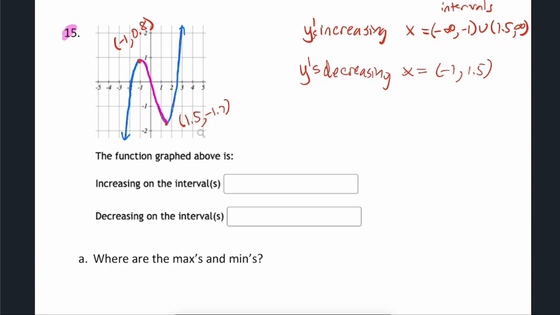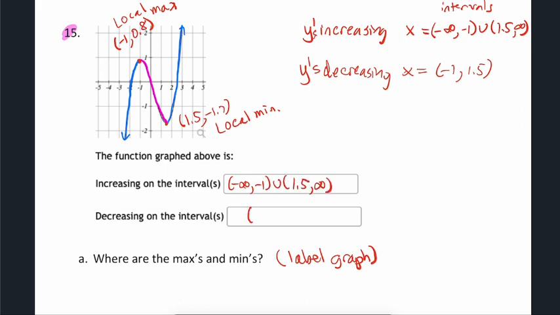And then label what these are. This is a local max. And this is a local min. You can do this, just label the graph. Just label your graph. What are the points and what they are. So just label it right on your graph paper. Okay? So remember, the answers are the x's. Where that happens are the x's.